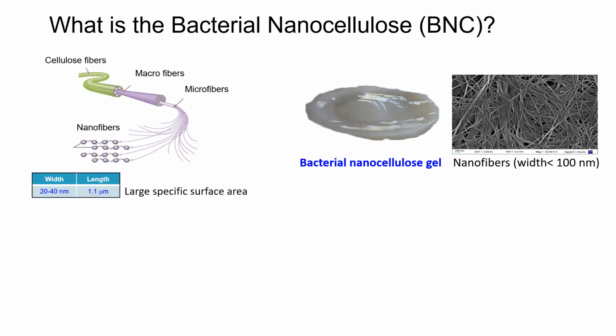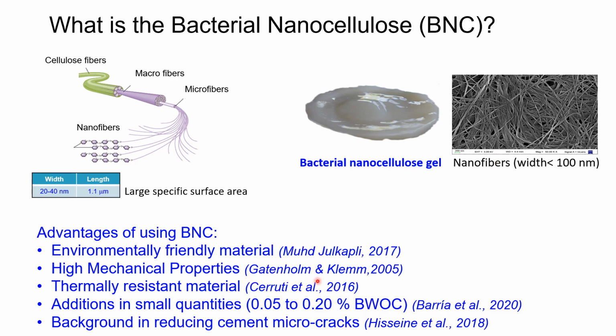Now, let's see what bacterial nanocellulose is. Nanocellulose is the smallest fiber size that can be found in a cellulose fiber. It has a width of 20 to 40 nanometers and a length of up to 1 micrometer, so it has a large specific surface area. At the macroscale, it is similar to a gel, but under the microscope, the cross-linked nanofibers can be observed. Some advantages in the use of bacterial nanocellulose are that it is an environmentally friendly material, it has high mechanical properties, and it is a thermally resistant material. It can be added in small quantities, 0.05 to 0.20% by weight of cement, and it has a background in reducing cement microcracks.